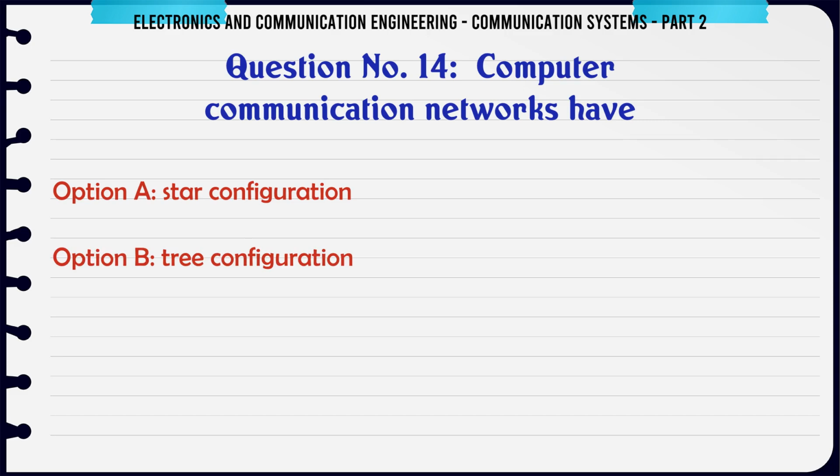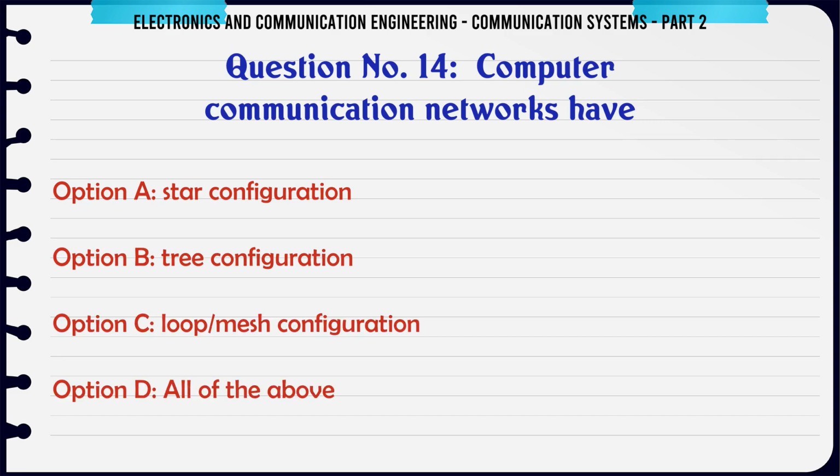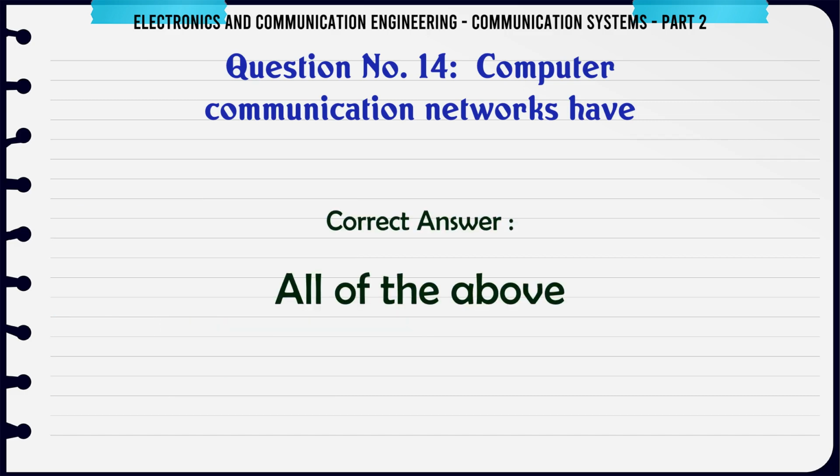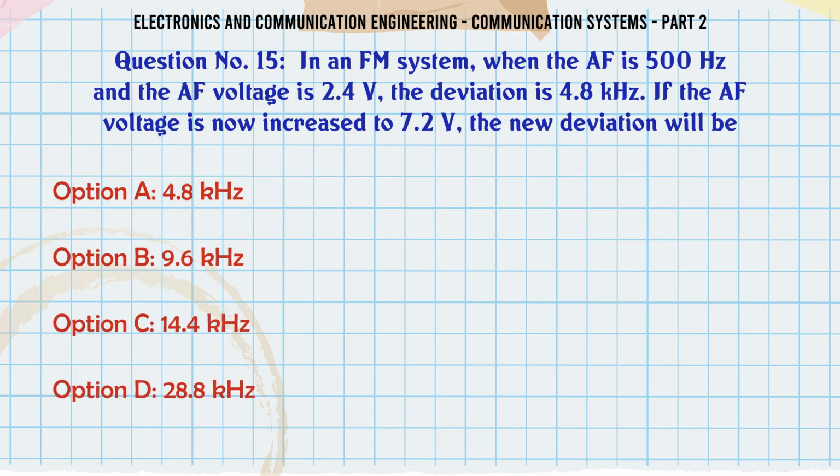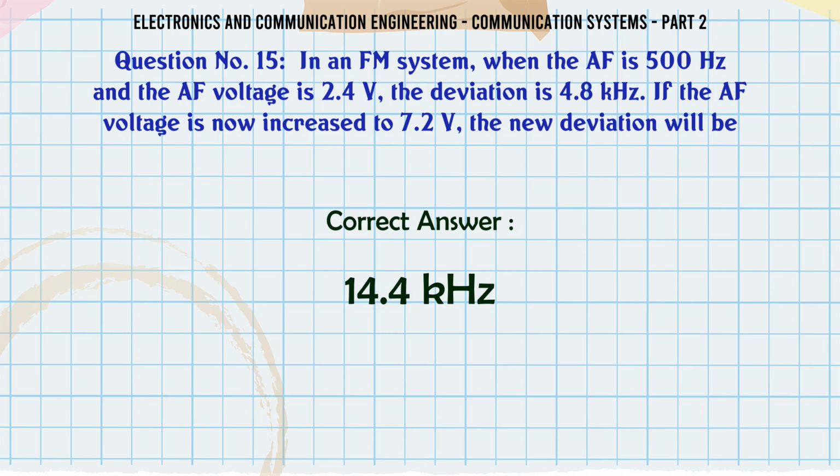Computer communication networks have: A. Star configuration, B. Tree configuration, C. Loop mesh configuration, D. All of the above. The correct answer is all of the above. In an FM system, when the AF is 500 Hz and the AF voltage is 2.4 V, the deviation is 4.8 kHz. If the AF voltage is now increased to 7.2 V, the new deviation will be: A. 4.8 kHz, B. 9.6 kHz, C. 14.4 kHz, D. 28.8 kHz. The correct answer is 14.4 kHz.